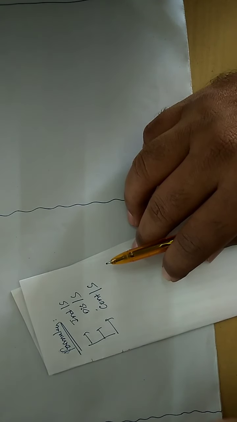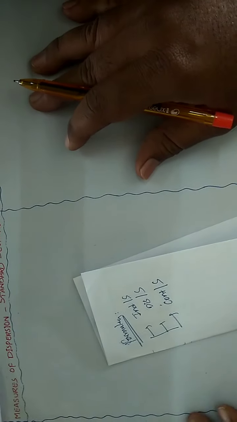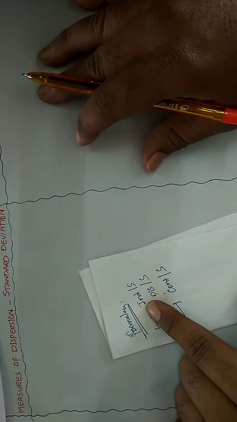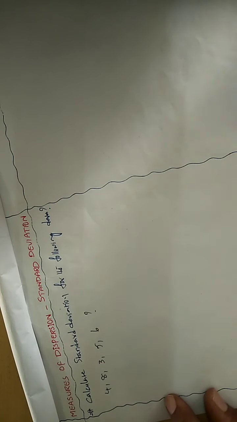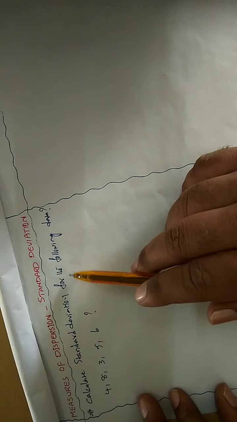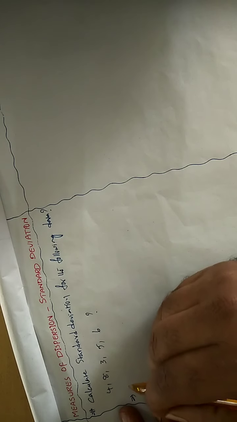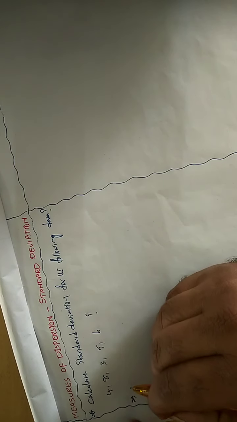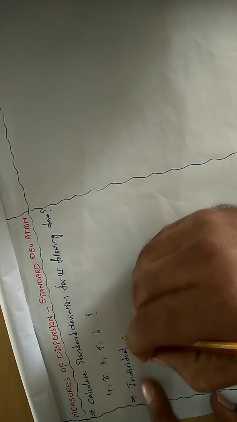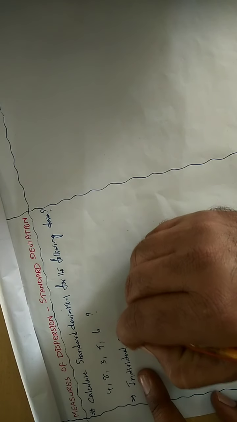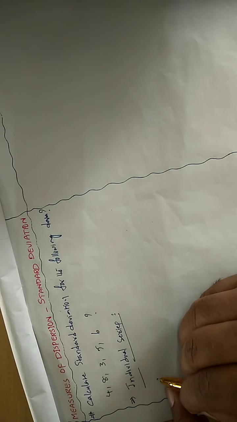Understand? Now we go for doing a problem related to calculation of the standard deviation in the individual series. Now look here: calculate standard deviation for the following data. A series of values is given. So what is the data type? This is an individual series.